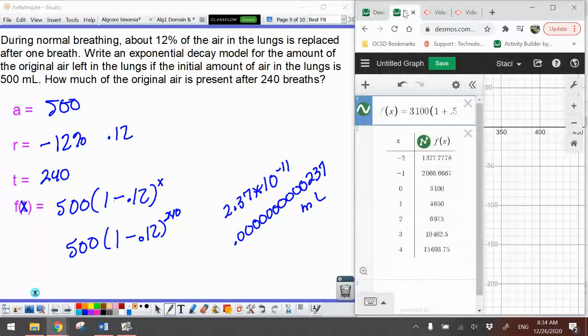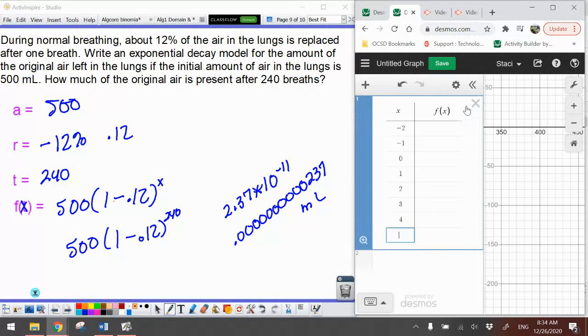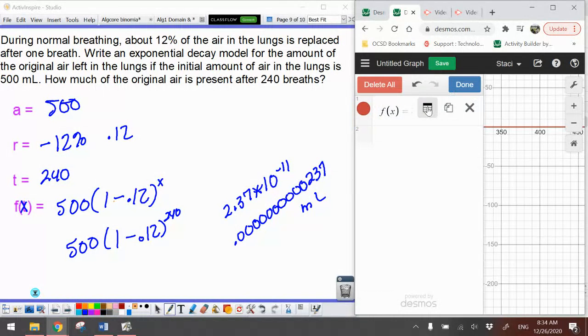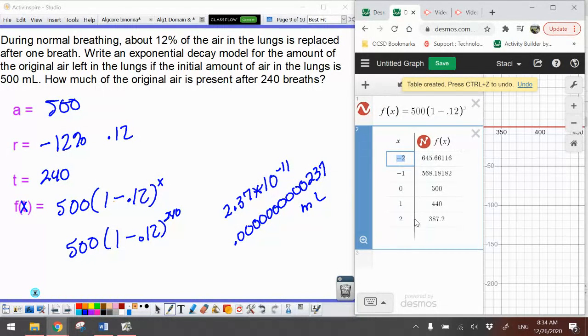So let's go ahead and look at the Desmos graphing calculator. I'm going to erase that, and I want to put in f of x equals 500 times (1 minus 0.12) to the power of x, okay? The reason I want to do this is because I want to be able to see a list of numbers. So I'm going to add a table, and here's my table for that function.